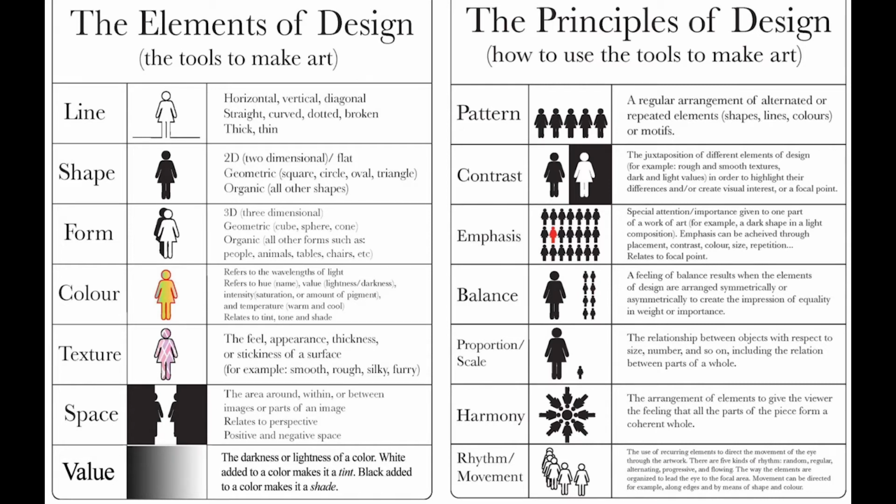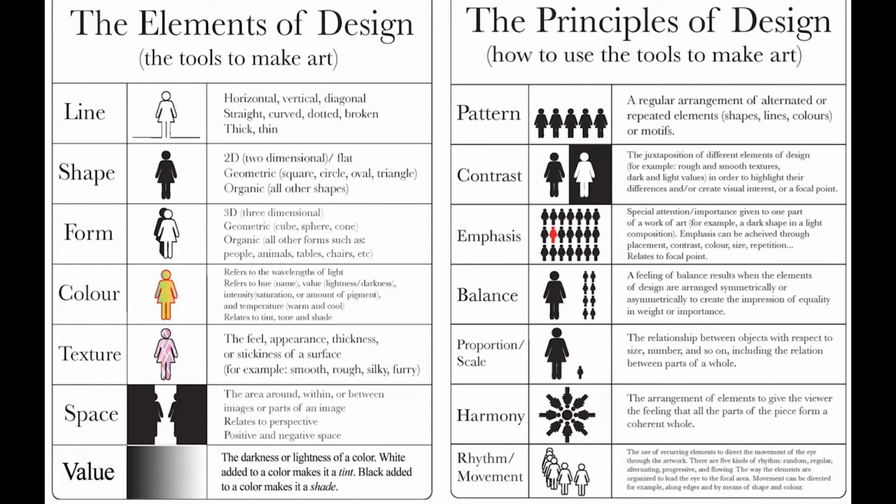So today we're going to talk about a way of evaluating art and thinking about art and design. And that is the elements and principles of design. In any field that has visual elements, you'll be able to use these elements and principles of design. So if we look on the left first, the elements of design, these are the tools to make art. So we've got line, shape, form, color, texture, space, and value.